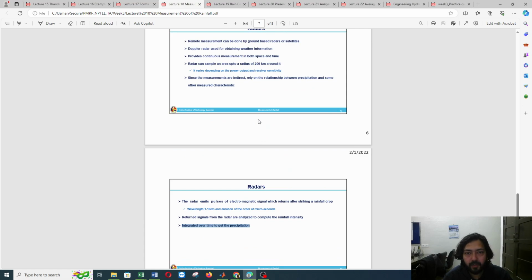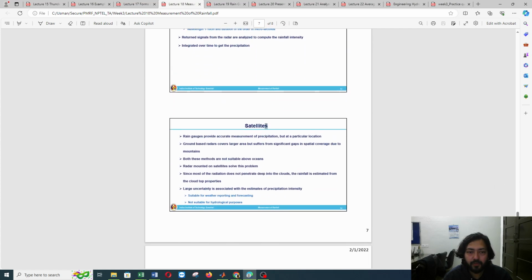There is some limitation also. The radar can only work up to a radius of 200 kilometer. So in order to overcome this limitation, we can use satellite products. The satellite product will cover a bigger scale.